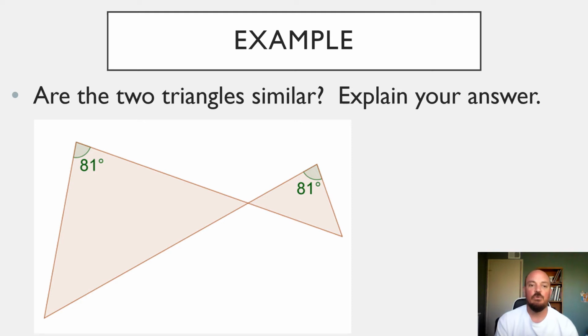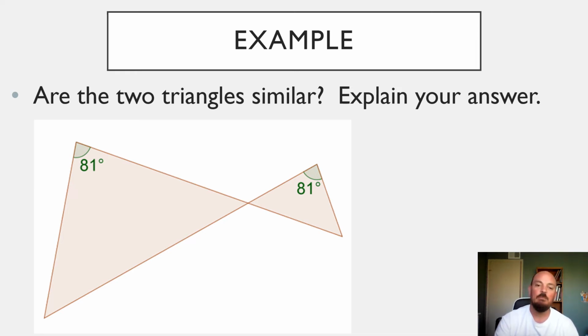So let's do an example right here. We have these 2 triangles. We have kind of like that bow tie picture. We have 2 triangles meeting point to point. And I marked one angle in each triangle 81 degrees. So I said, are these 2 triangles similar? Do we have enough to say 100% sure they're similar? Yes or no? So I look at the picture and I say, well, one of the angles is the same in both triangles. They're both marked 81 degrees, so those angles are congruent.